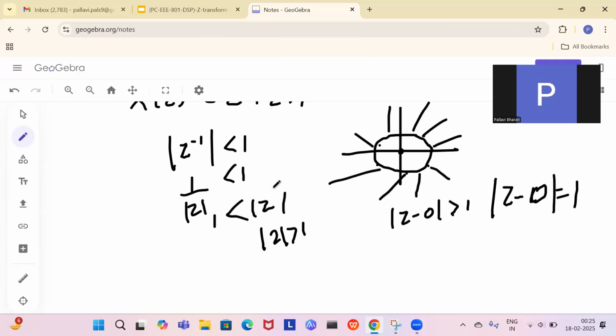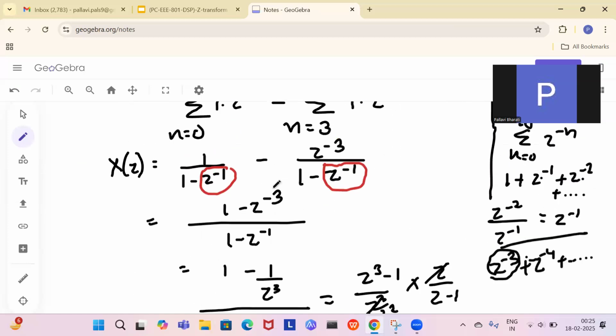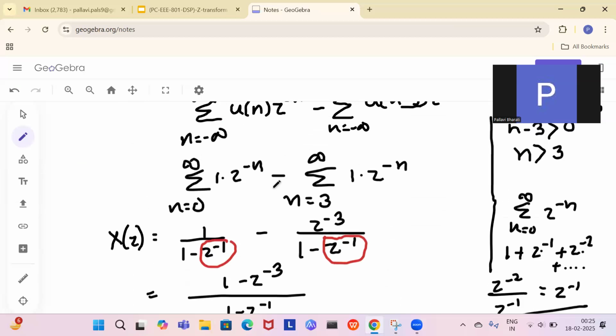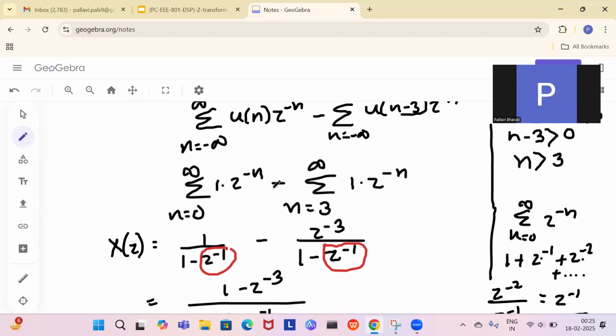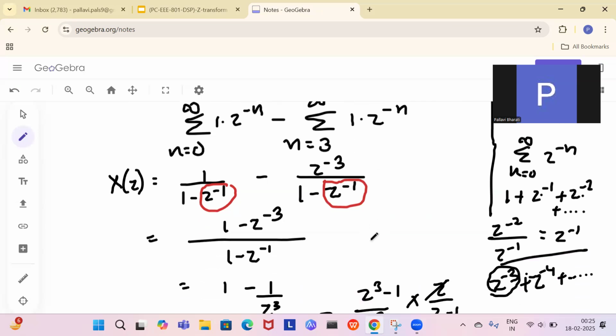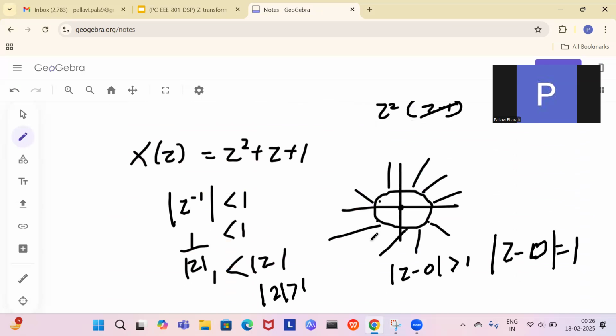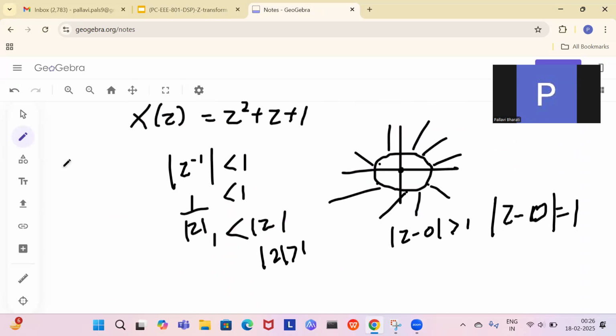First, you will take u of n minus u of n minus 3. For u of n, it is starting from n equals 0 and going till infinity. For u of n minus 3, it is starting from 3 and going to infinity. Now, the first term for this one is 1, and for this one, the first term is z to the power minus 3. Both of them have the common ratio z to the power minus 1. Simplifying this, you get the answer of X of z. And for the ROC, you put the condition that mod of R is less than 1. Here R was z inverse, so mod of z inverse is less than 1.